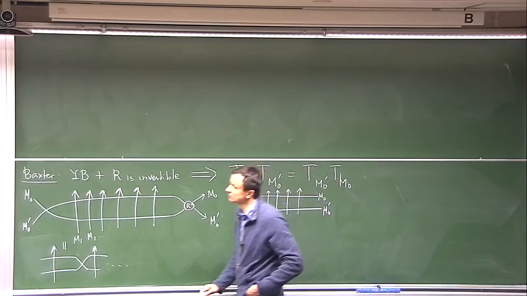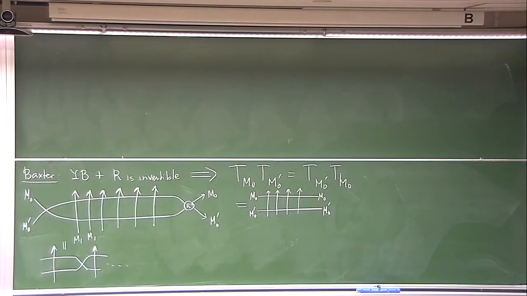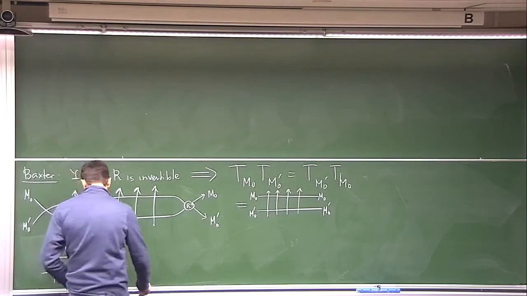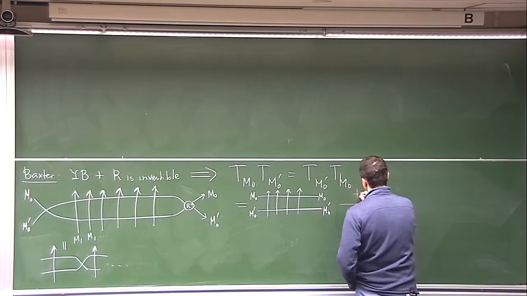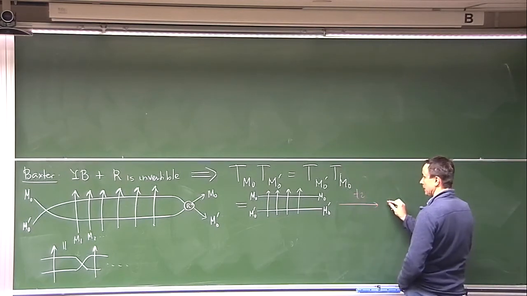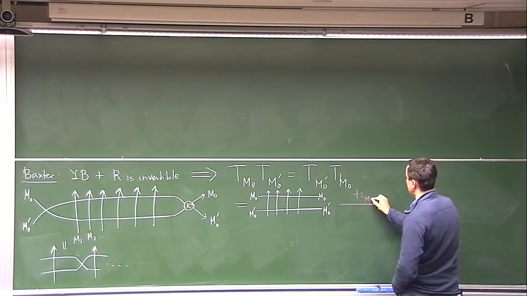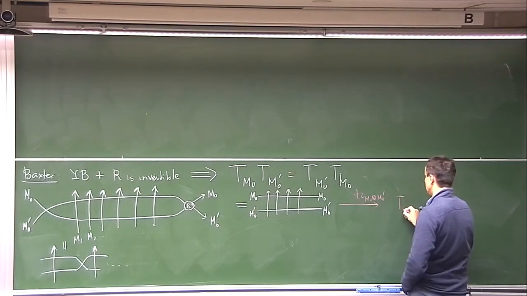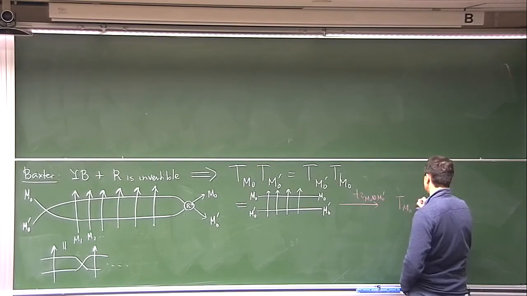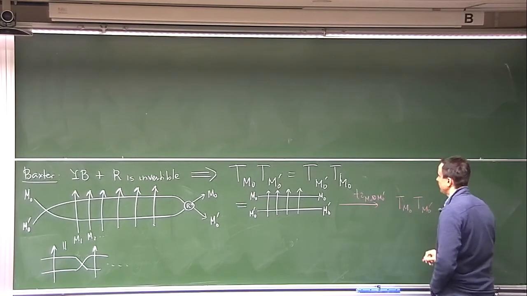T is the transfer matrix when I take this expression and take its trace. Now I haven't taken the trace yet, but I can now take the trace. If I take the trace over M0 tensor M0 prime, then I'm going to get T M0 T M0 prime.